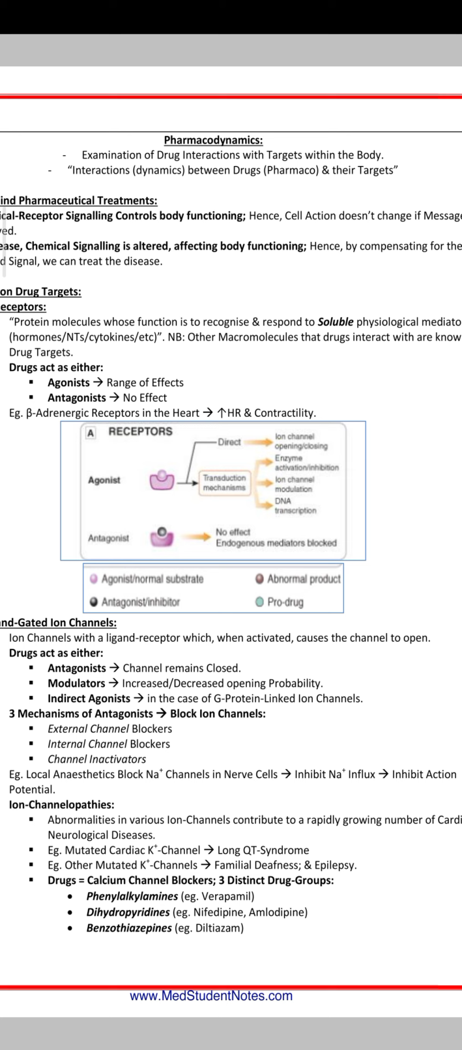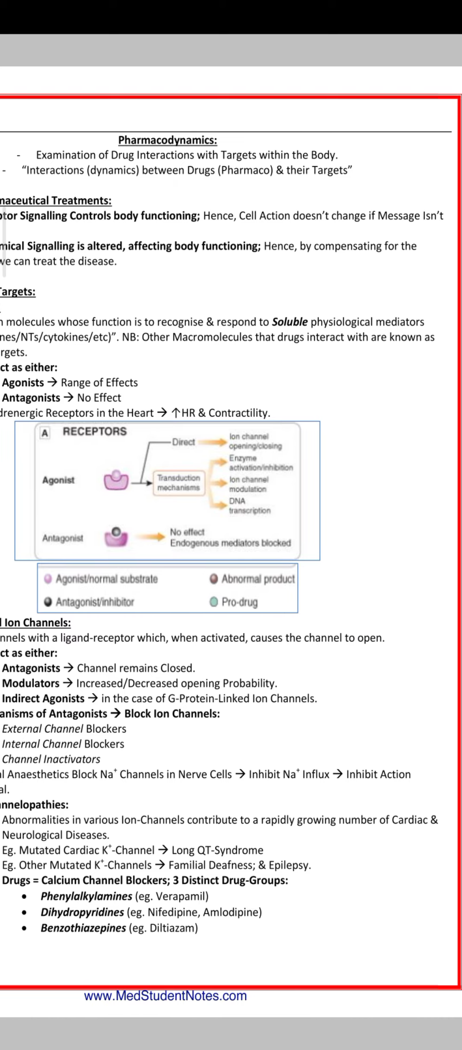Ion channelopathies are abnormalities in various ion channels that contribute to a rapidly growing number of cardiac and neurological diseases. Mutated cardiac potassium ion channels cause long QT syndrome. Other mutated potassium channels cause deafness and epilepsy, including a familial type of deafness. Next is drugs: calcium channel blockers. There are three distinctive groups: phenylalkylamines, verapamil; dihydropyridines, nifedipine and amlodipine; and benzothiazepines, diltiazem.